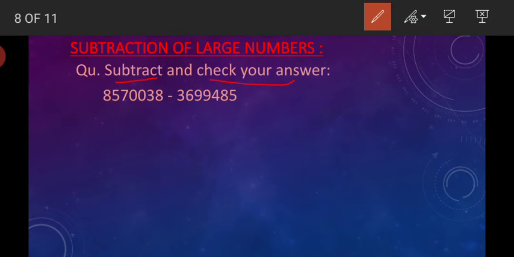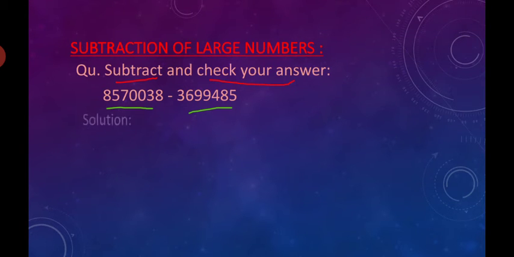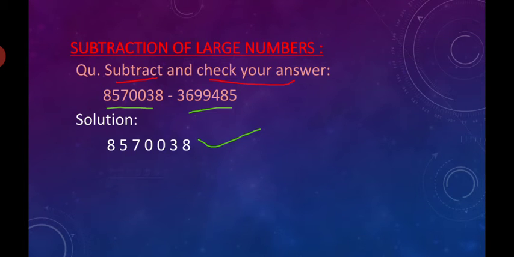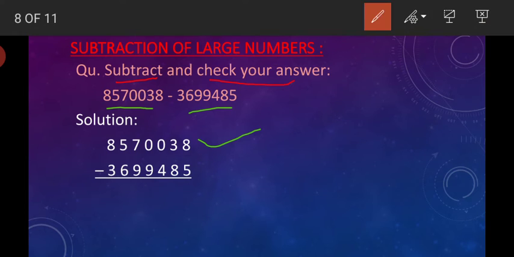So this is the first number and this is the second number. So I have to write the first number first. This is the solution. Here I have arranged the first number. Now put a minus sign at the lower end. Write the second number. Here I have written the second number. Now the first number is known as the minuend.